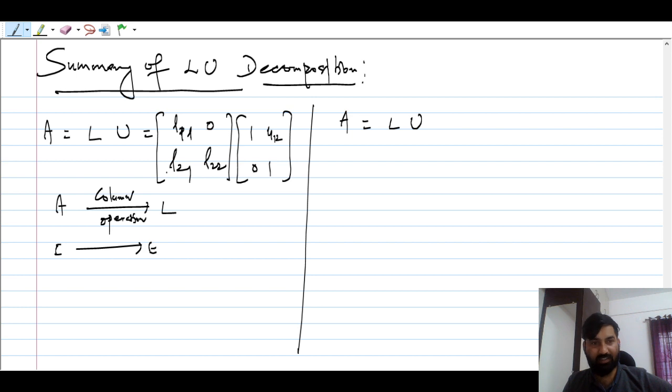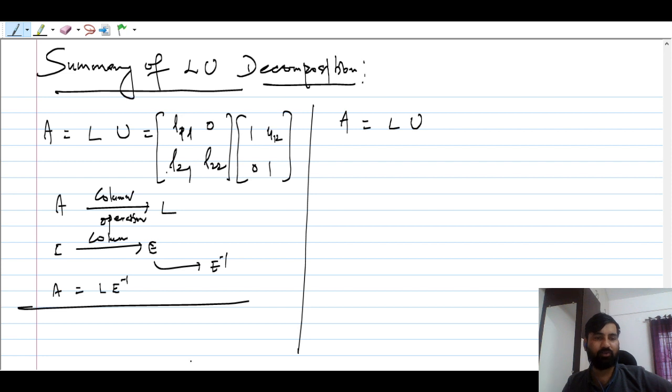I to E कैसे लगाना है, कॉलम ऑपरेशन से ही। ओके, तो your A will be equal to L times E inverse. फिर इससे आपको E inverse निकालना पड़ेगा, लेकिन आपको you don't have to do anything, right, you can directly find out. E inverse निकालना बहुत सिंपल है, मैंने आपको बता दिया, just take the coefficient, opposite sign of the coefficient, right.